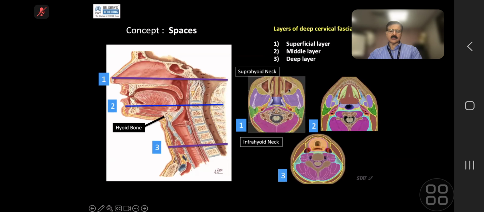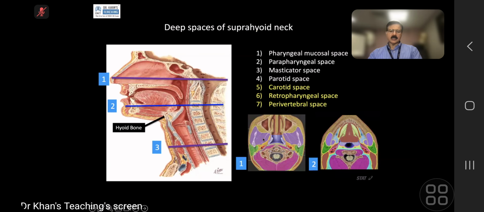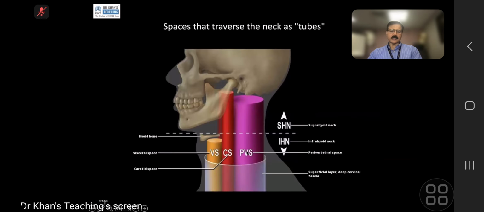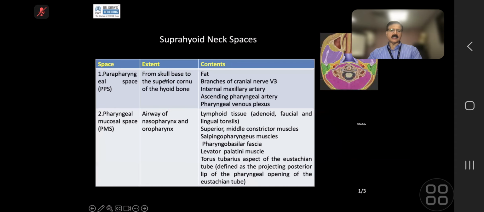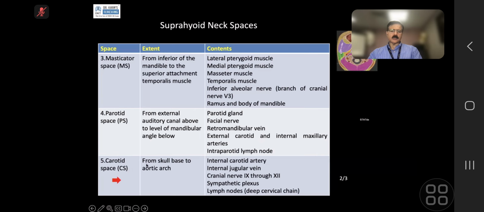Now, taking this concept further, this is the carotid space, this is the prevertebral space, and this is the visceral space, which goes till the hyoid bone. Now, look at these names. This table tells you spaces, extent, and contents. And I just want to revise carotid space. Carotid space is from skull base till the aortic arch. Remember this, from the skull base to the aortic arch. Aortic arch is sitting in the mediastinum.